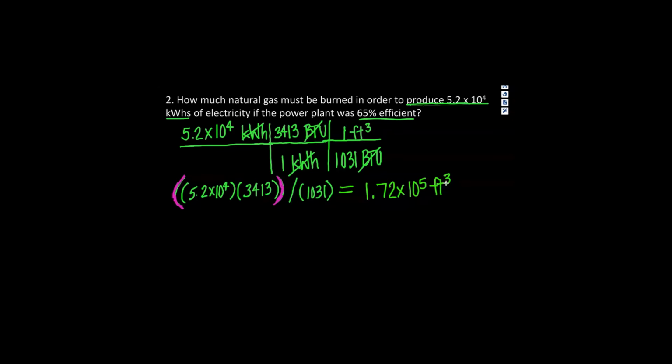Now they mentioned the 65% efficient part, so we need to do that part. We won't be done until we've taken care of the 65% efficient part. So we're going to take this 1.72 times 10 to the 5, and there's two ways you can do it. You can multiply it by 0.65, or you can do 1.72. Oh, geez.